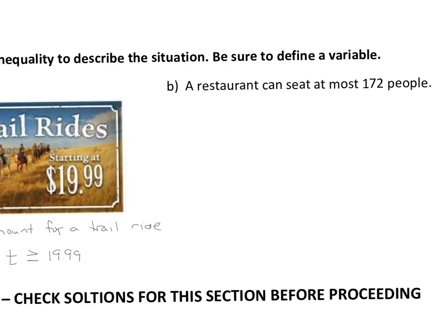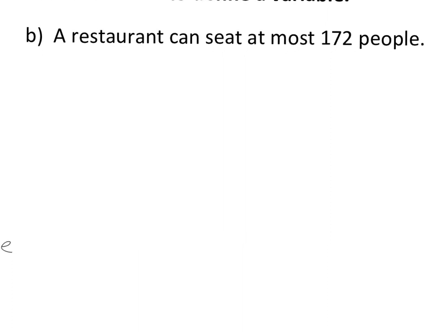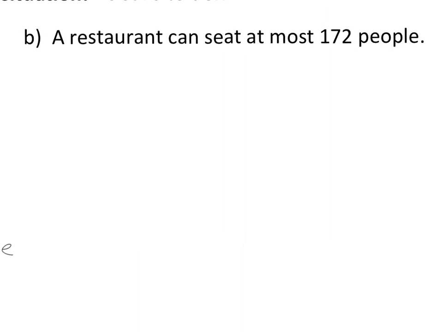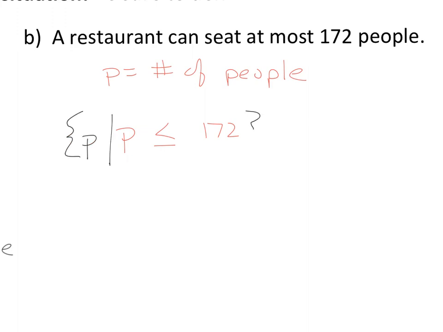Okay, let's try it again. A restaurant can seat at most 172 people. All right, so I'm going to put P for number of people. Okay, so they can seat at most. So I got P, I got 172. At most means I can't go above it. So alligator eats the bigger number. 172 is your bigger number. Now, could they equal exactly 172? Yes, they could. Okay, and then again, if we do ask you to put this in set builder notation, you're just going to put a line P out front and a set bracket. Okay.